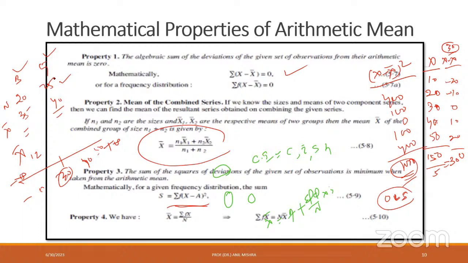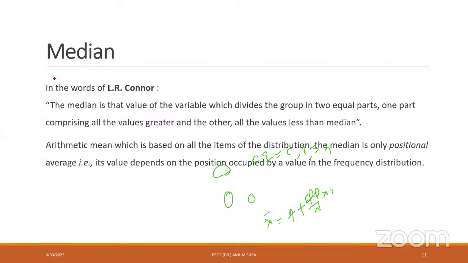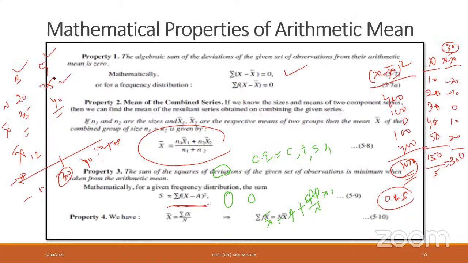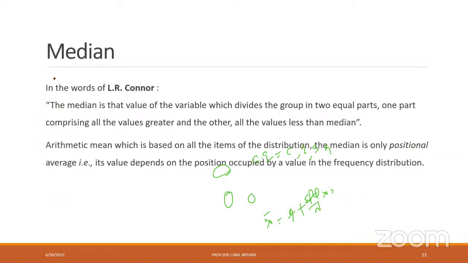Now, considering these properties, we will follow with some examples. Okay, examples are not given to you further. Now moving to the term called the median. Median means what? What is the general meaning of the median?